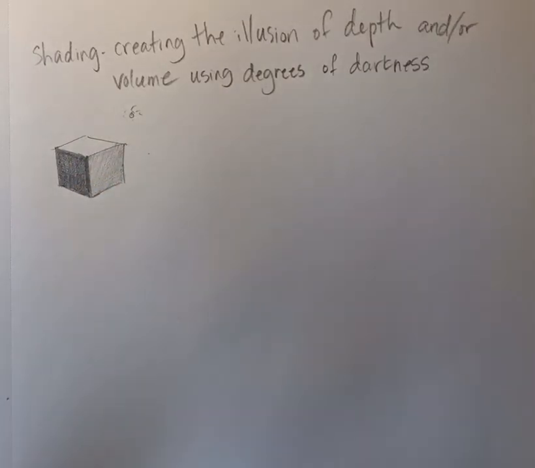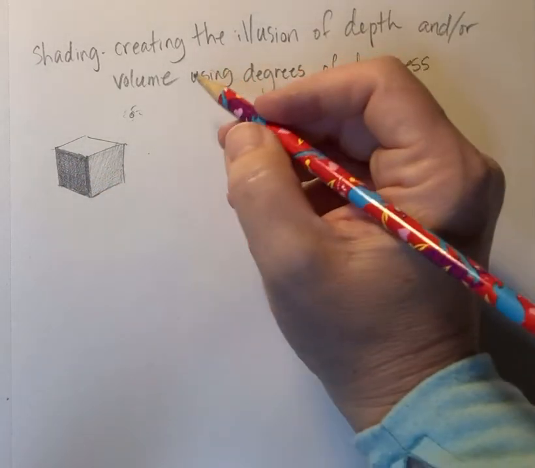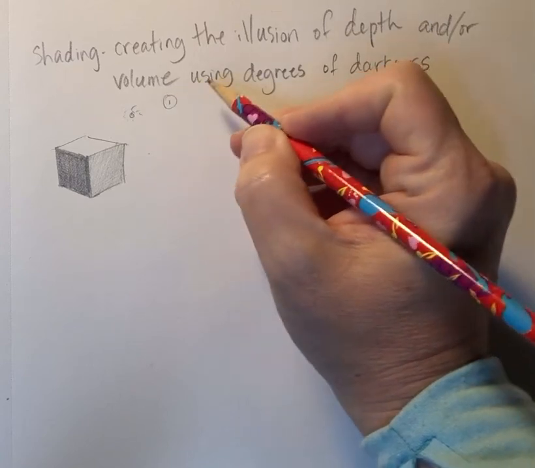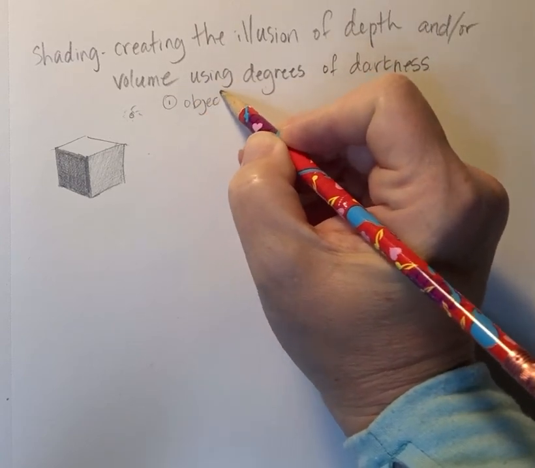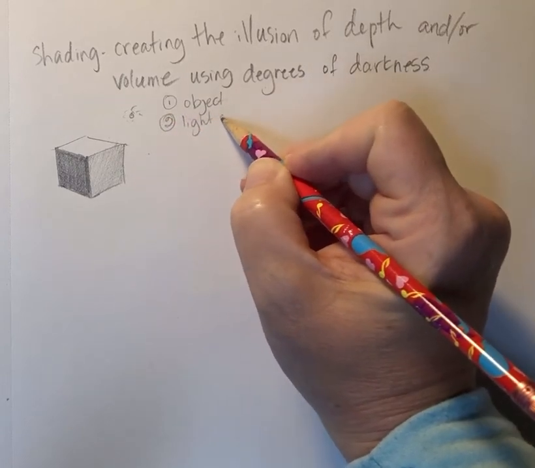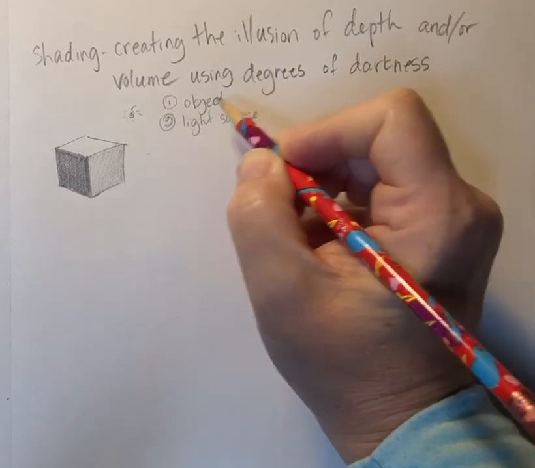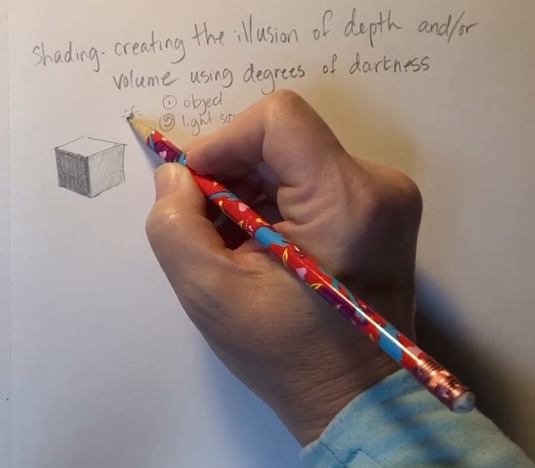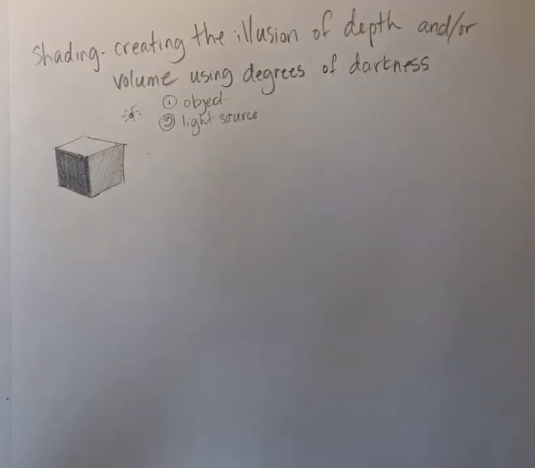We talked about when we're shading, we need two things. Do you remember what they are? The first one is we definitely need an object. And the second is we need a light source. And I know I've been using the sun, but there's lots of different light sources. It could be a candle, it could be a light bulb, it could be a flashlight. So there's lots of different things that your light source could be.